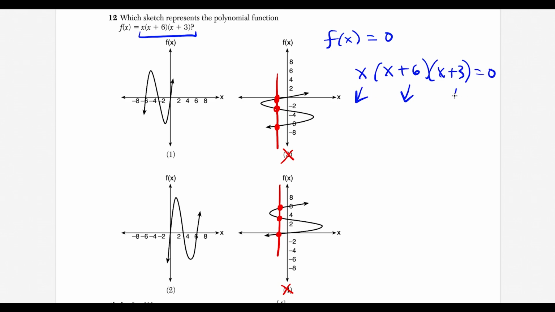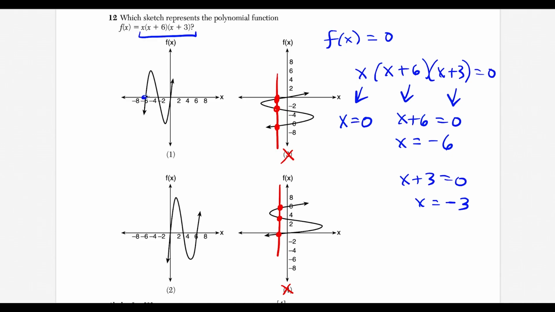Well, to find the roots from these factors, we set each factor equal to 0. So x equals 0. X plus 6 equals 0 tells us x equals negative 6 is a root. And then x plus 3 equals 0 occurs when x equals negative 3. So now we're looking for a graph that has roots at 0, negative 6, and negative 3.